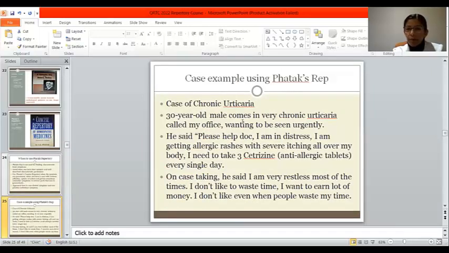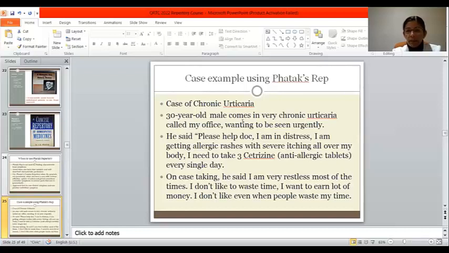Now, case example for Vertex repertory. This is a case of chronic urticaria. A 30-year-old male comes in with chronic urticaria. He called my office. He wanted to be seen urgently. He said, "Please help me, doctor. I am in distress and I am getting these allergic rashes with severe itching all over my body. And I need to take 3 cetirizines, that is anti-allergic tablets, every single day." And he was quite frustrated.